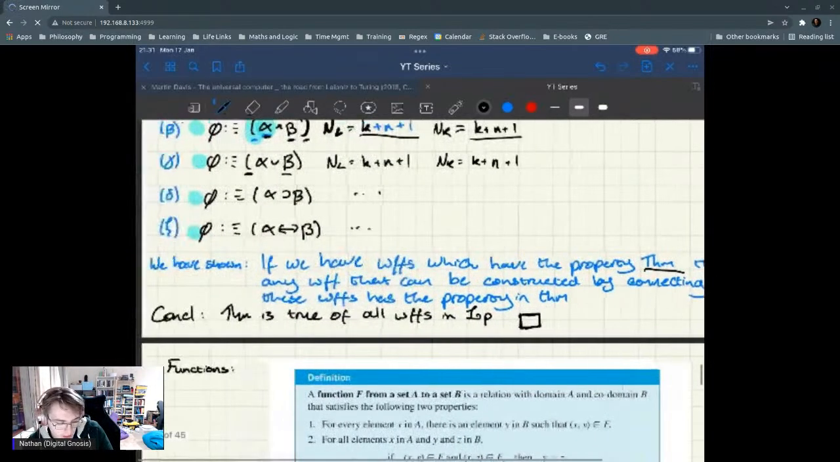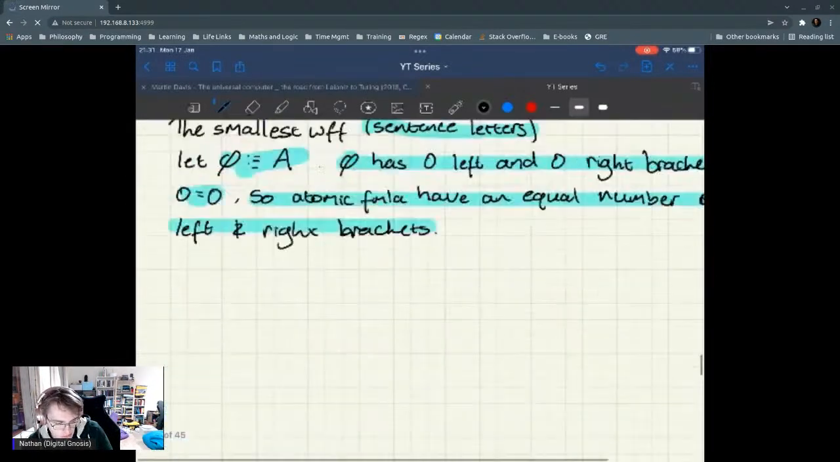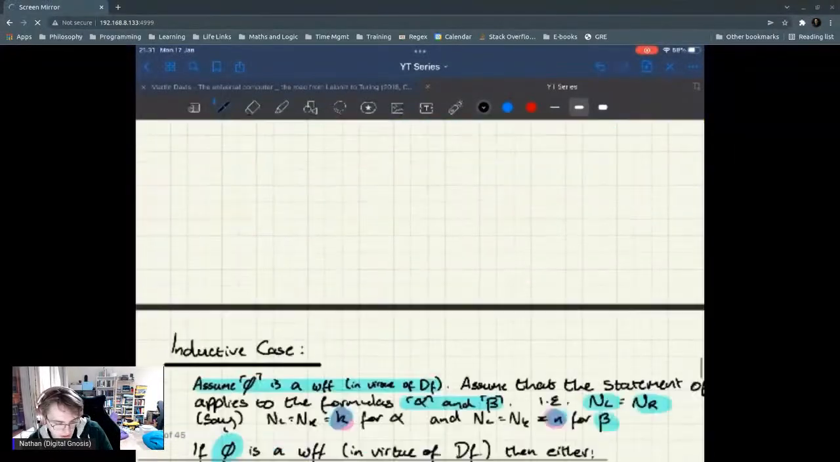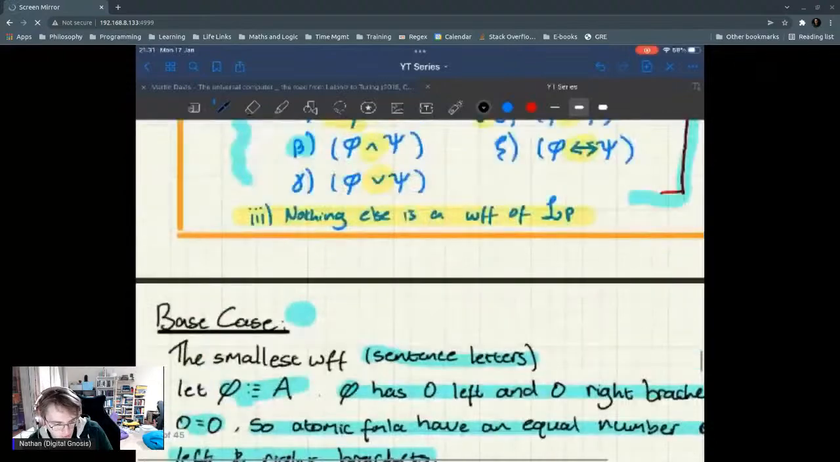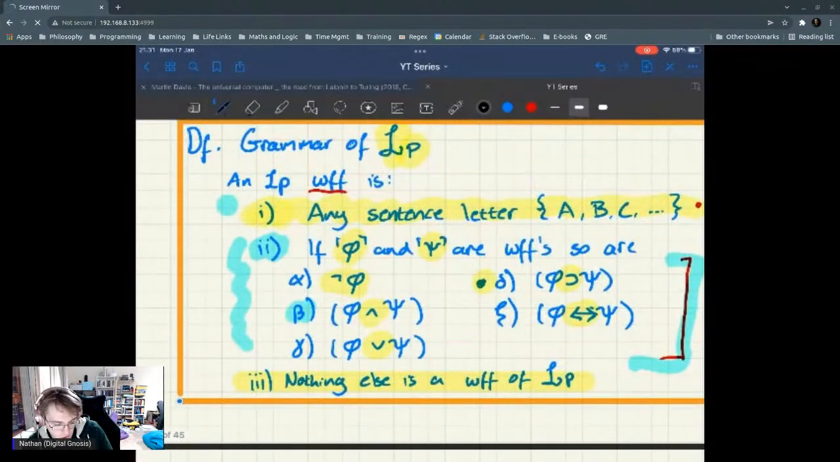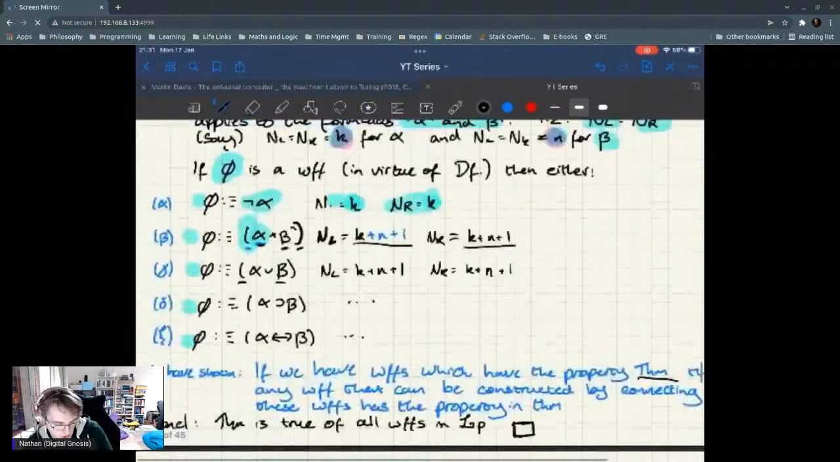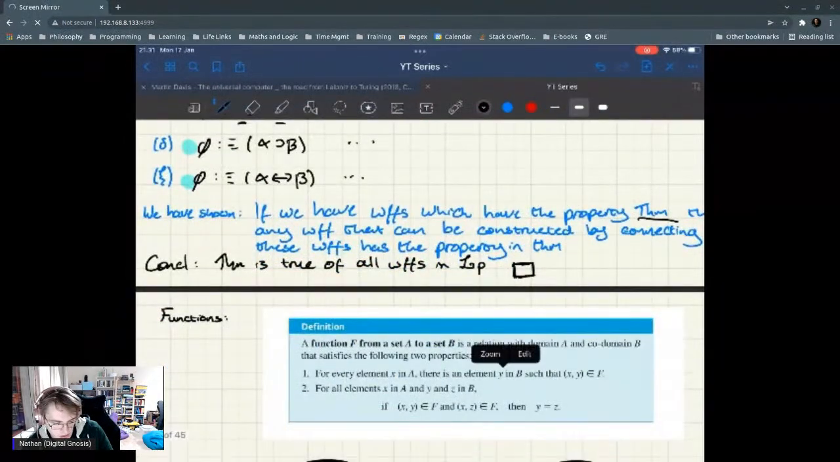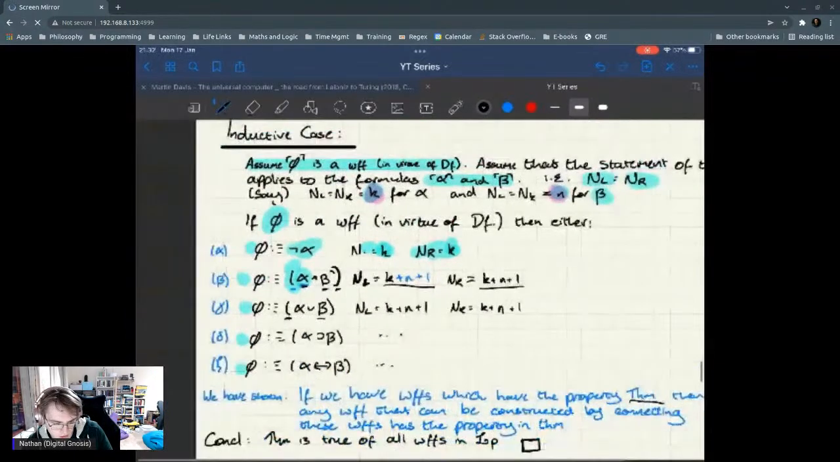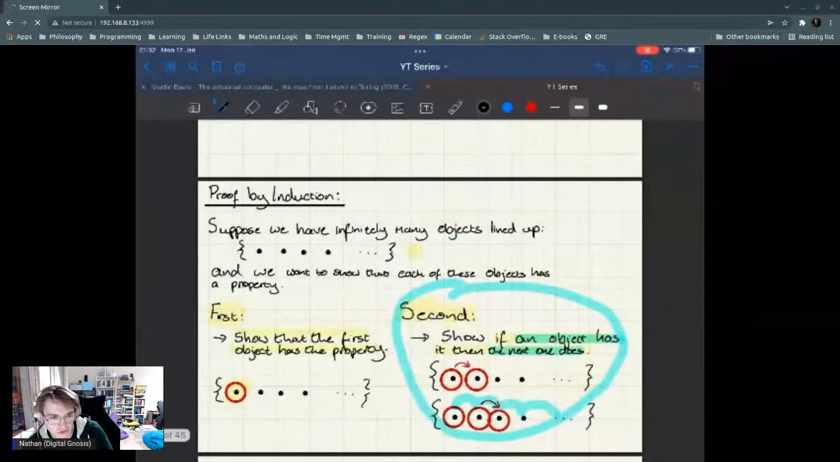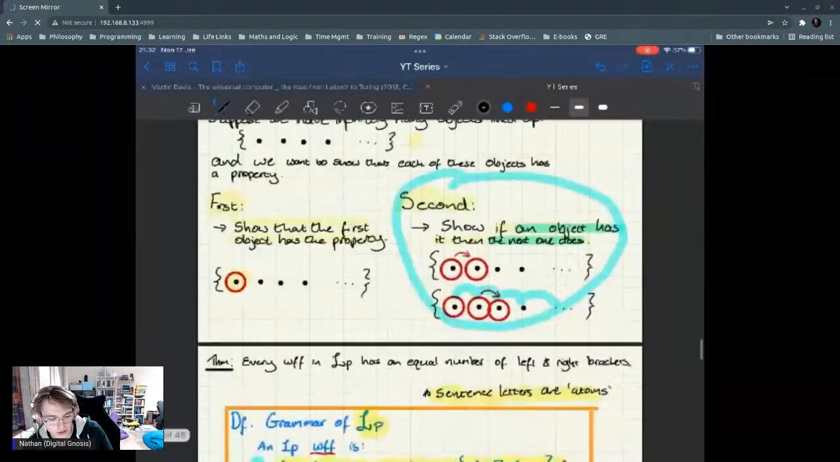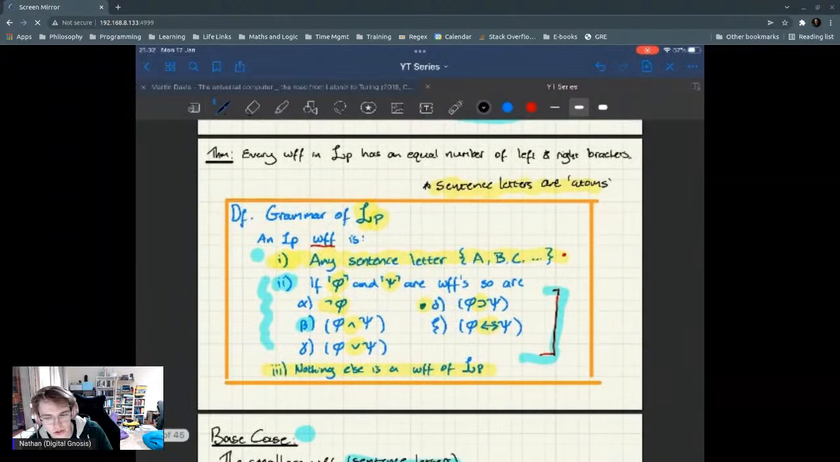Okay, so when we combine that conditional with our base case that we already proved up here, that means that we've proved that every single syntactically valid well-formed formula that we can form in the language, because nothing else is a well-formed formula, has that property of having an equal number of left-hand and right-hand brackets. So hopefully that shows you how you can apply this general form of proof to find things out that are going on in your logical language.